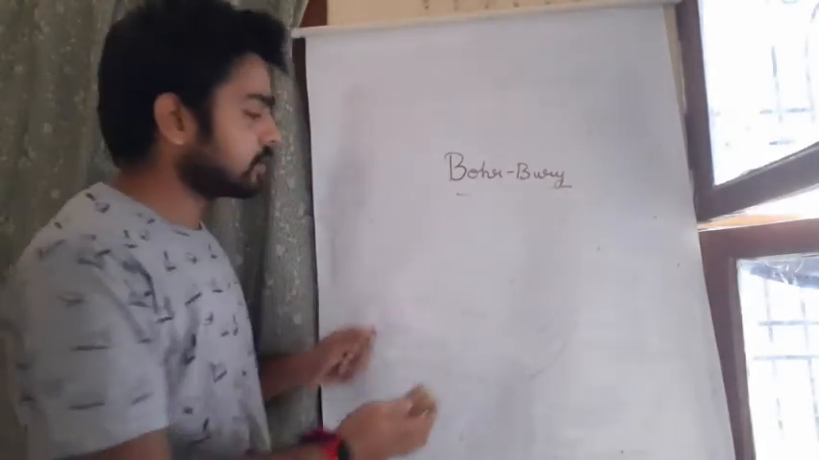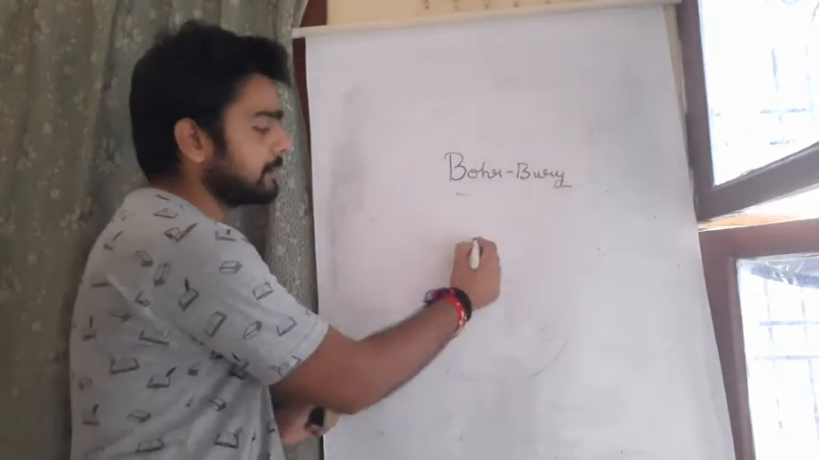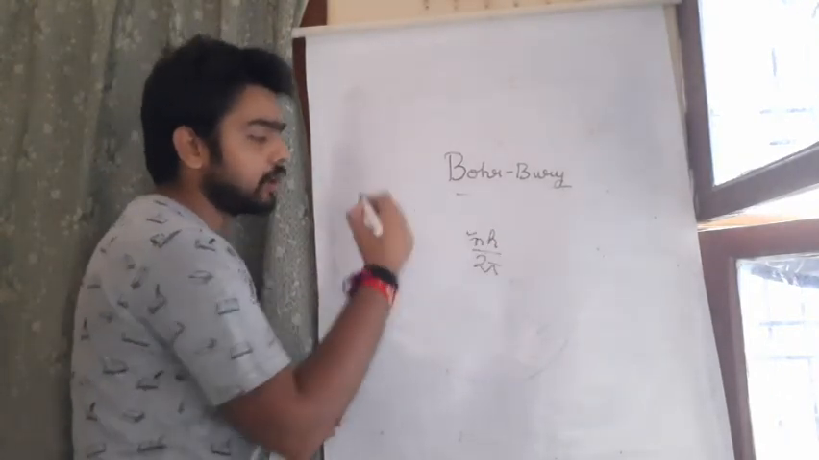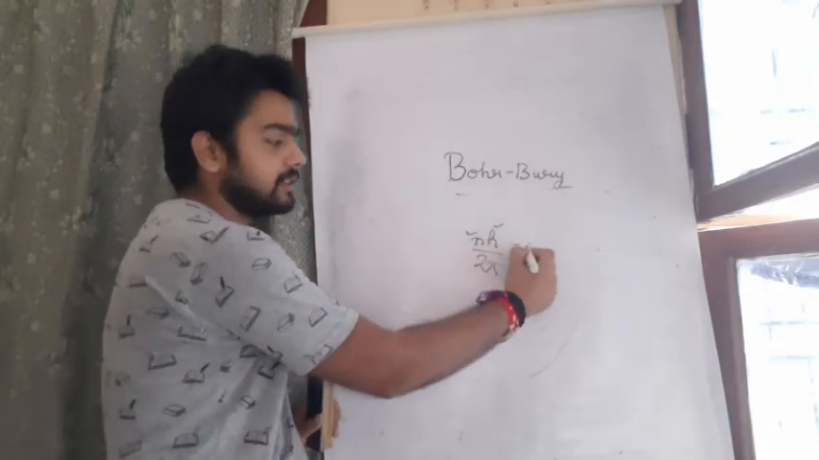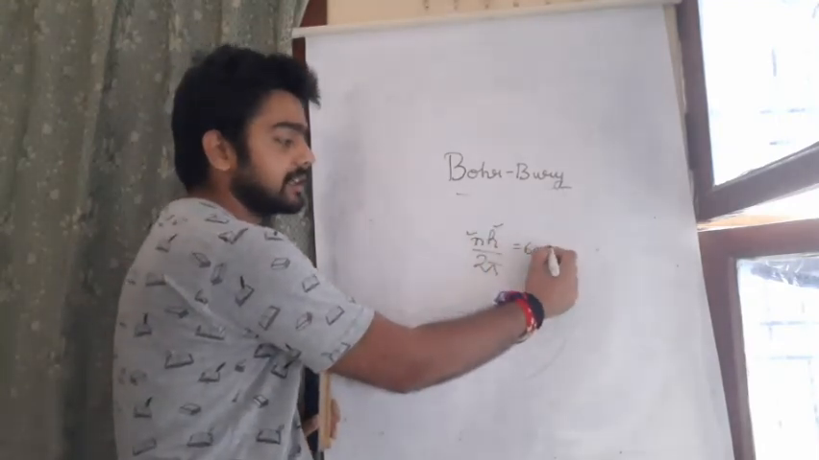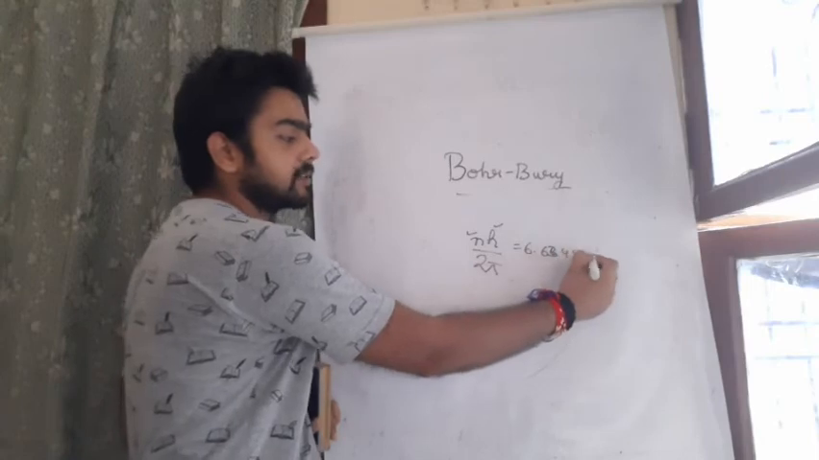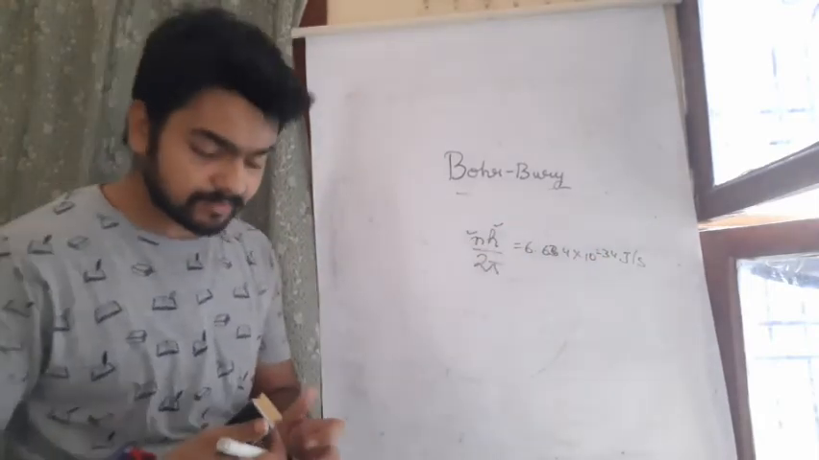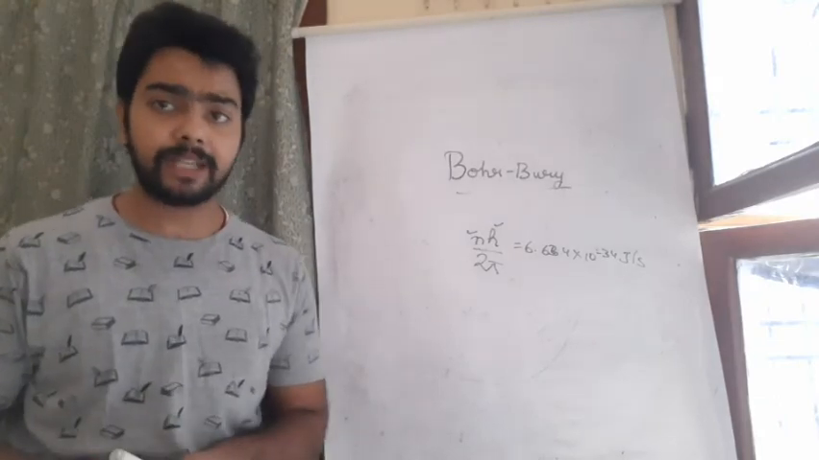And after that he told the angular quantum number of each shell is nh by 2 pi, where n we already know, h is Planck's constant, which is equal to 6.634 into 10 power minus 34 joule second. So this was how the structure of atom came into being.